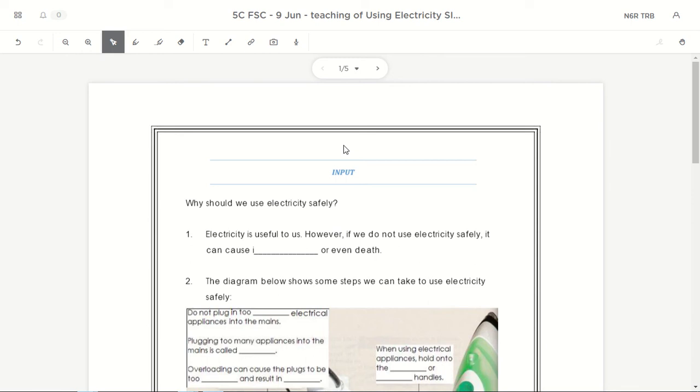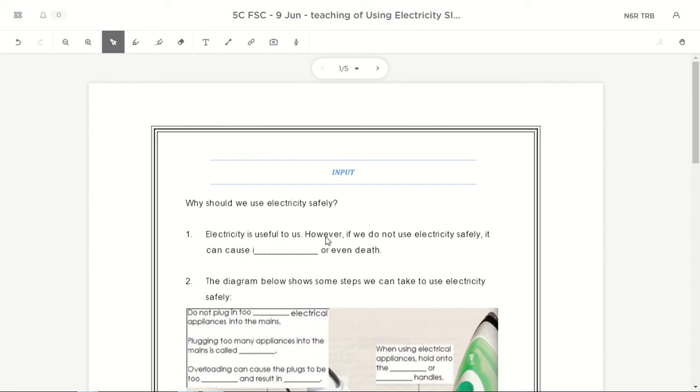Okay, so this week we'll be finishing up using electricity, and also we'll be going through your worksheets, some questions, as well as the remaining parts of your review test 1. We only have the structure and the open-ended left. So let's start off with using electricity safely and wisely.